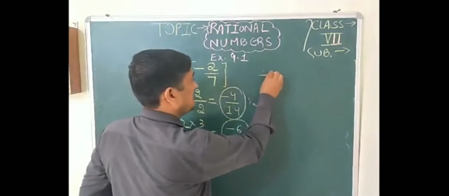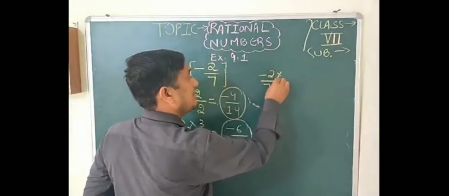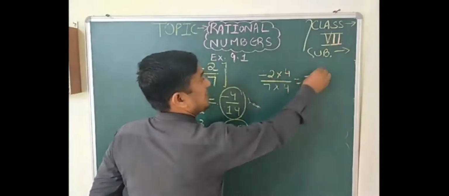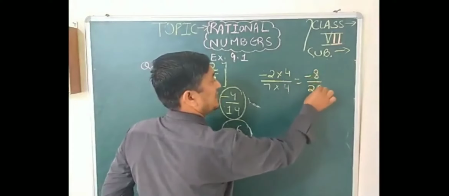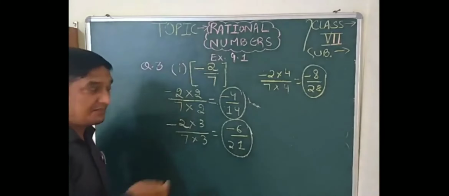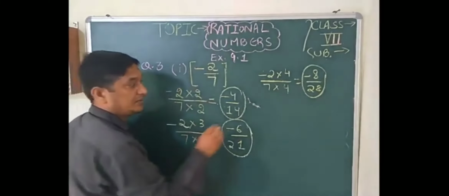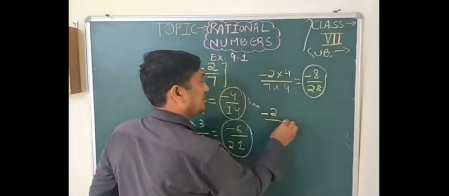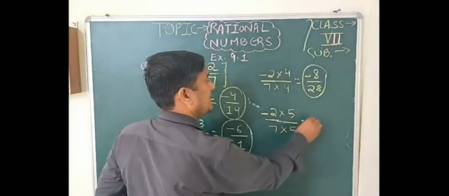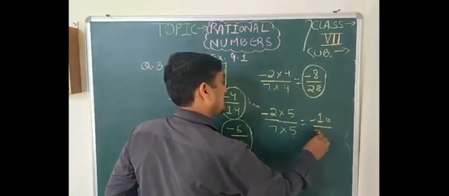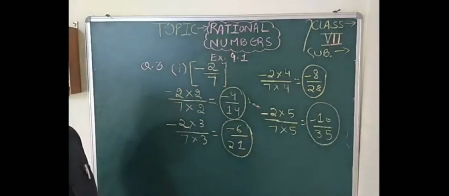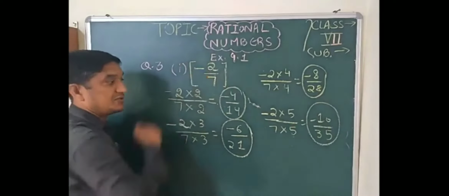Next is minus 2 by 7 multiplied by 4. We get minus 8 upon 28. This is the third equivalent rational number of this minus 2 by 7. Next one, minus 2 by 7 multiplied by 5. We get minus 10 upon 35. This is the fourth equivalent rational number of this minus 2 by 7.